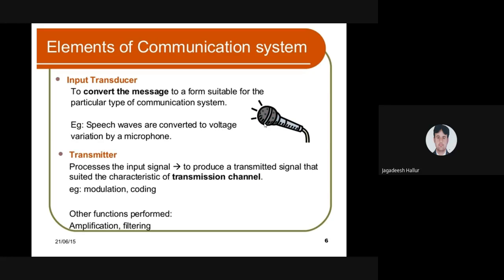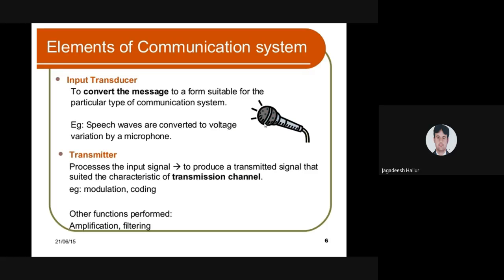Sorry for that. The speech waves are converted to a voltage variation by a microphone. Whatever is spoken is converted into voltage by your microphone. That is how, sitting at any place, you can hear the voice of whoever is speaking from the other side. That is the input transducer.